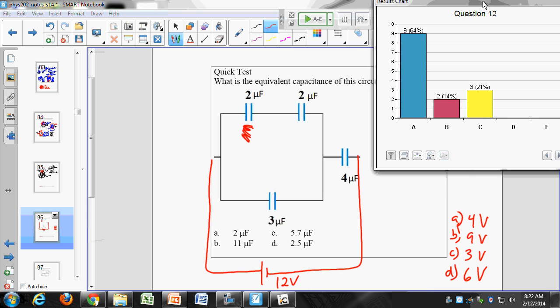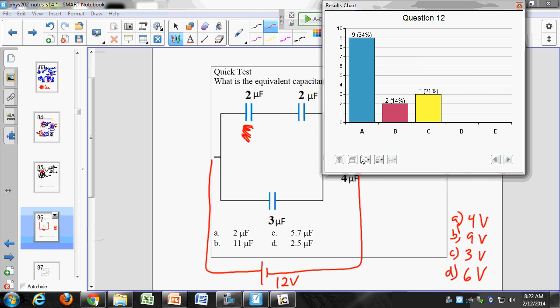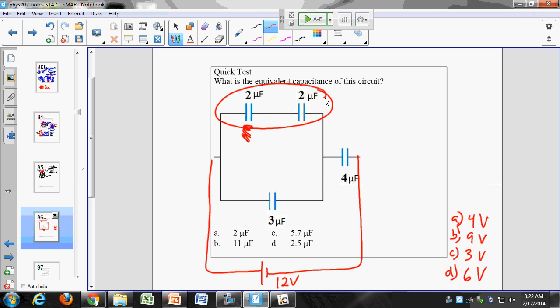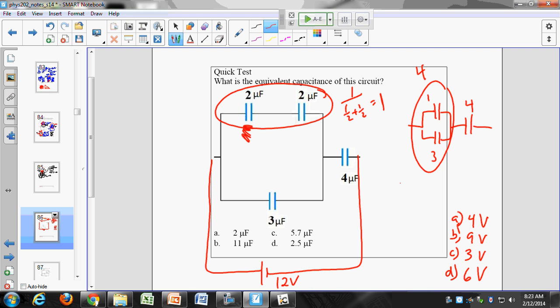Let's see, is that right? A is correct. So you do these first, guys. That's 1 over 1 over 2 plus 1 over 2. That's equal to 1. And then I combine that 1 with my 3. If I combine these two, that's 1 plus 3, that's 4. 4 and 4. 1 over 1/4 plus 1/4. That's equal to 2. Now answer this other question.